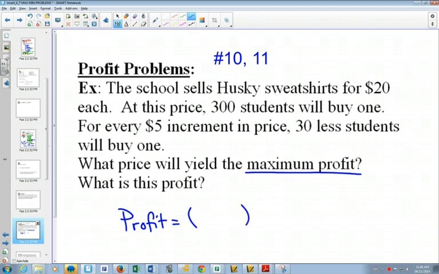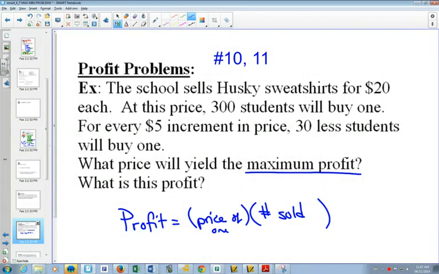What word should we use for the 20? Cost or the price? The price times by, what do we times it by? What's the 300? The number sold. Is that how you get a profit? Right? How much one of them was? Maybe we should write that. Price of one times by the number sold.